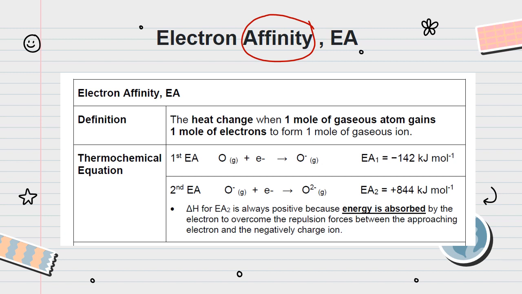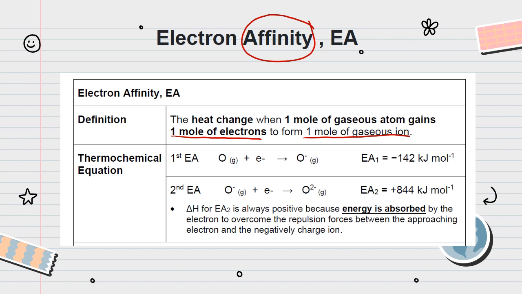Let's see the definition. The heat change when 1 mole of gaseous atom gains 1 mole of electron to form 1 mole of gaseous ion. Of course, if an atom gains electron, it will be converted to an ion. It will have a negative charge because the atom attracts the electron. Therefore, the product produced is the gaseous ion with the negative charge.